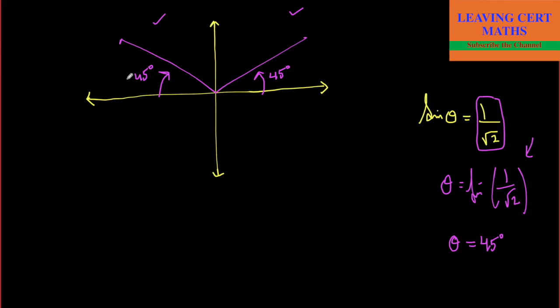Now they have asked you to write all the solutions of theta between 0 degree and 360 degree. So from here I can see that theta is equal to 45 degree. I will add 360 n degree, and I will tell you why. Because after every 360 it will repeat itself.